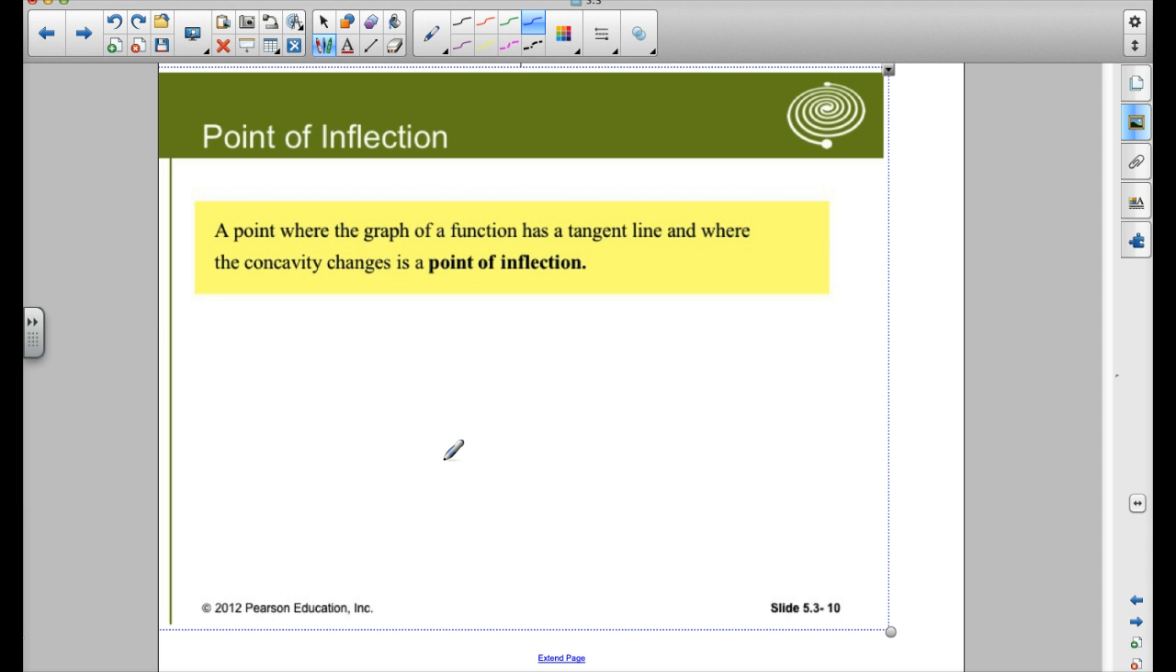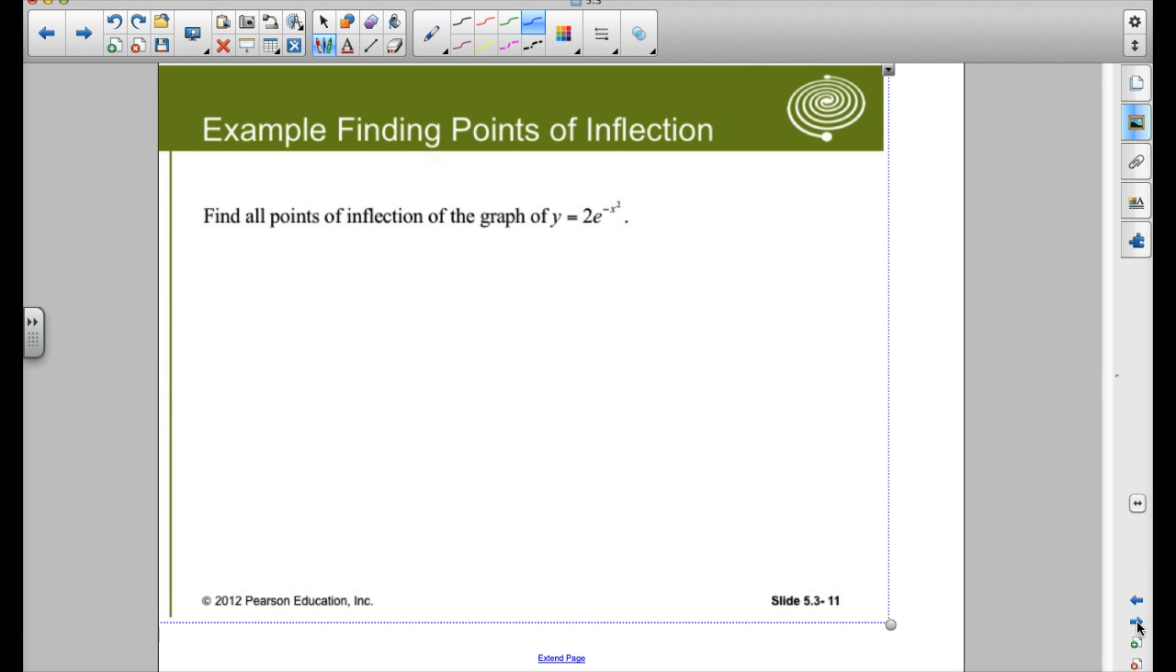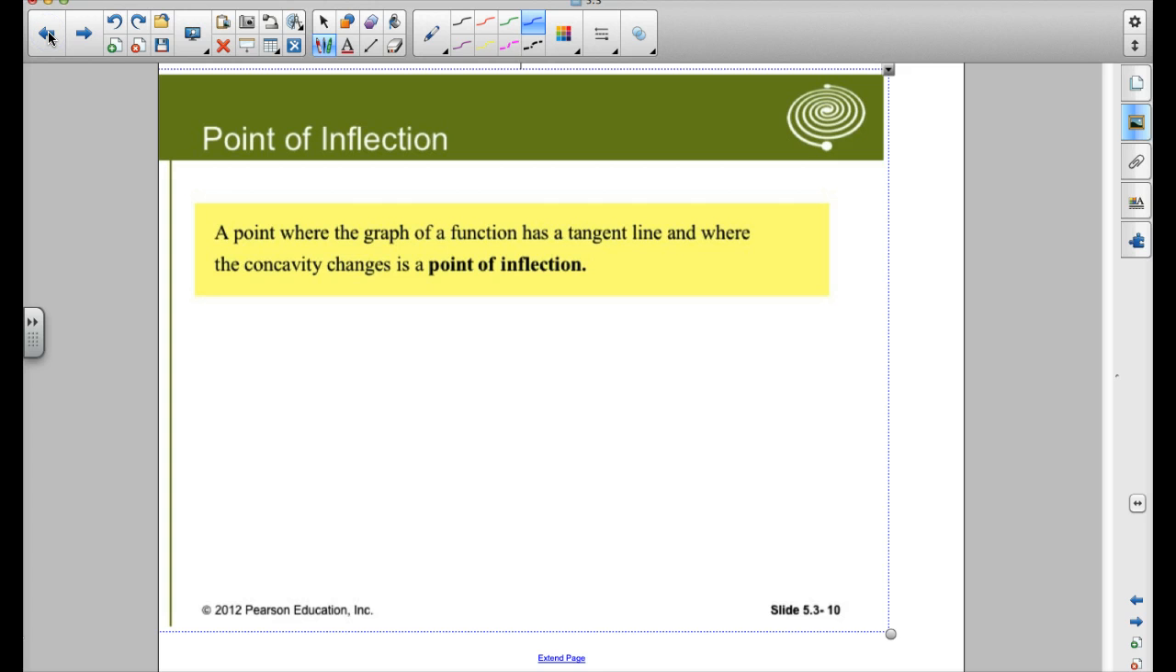A point where the graph of a function has a tangent line and where the concavity changes is a point of inflection. It has a tangent line and the concavity changes. So let's look here. Find the points of inflection of the graph of this function. I'm just going to walk through. There's a lot of writing here. Let's go back to the definition again: a point where the graph of a function has a tangent line and where the concavity changes.